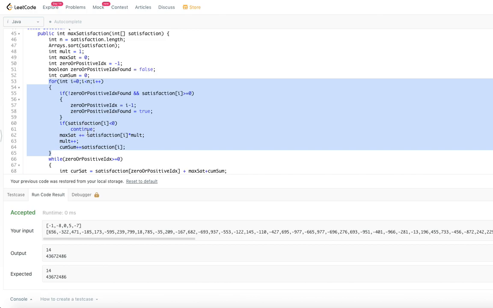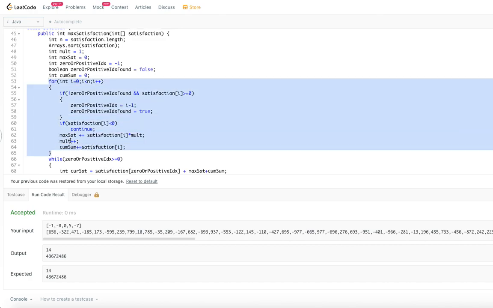For positive numbers, we use the satisfaction times the multiplication factor. The multiplication factor will be starting with 1, 2, 3, 4. This multiplication factor is nothing but the time used for cooking the dishes. Remember, the time used for any dish is 1 unit only, but we have to consider all the previous dishes' time also while doing the time coefficient calculation as per the description. So that's what we are doing here, right? And cumulative sum, anyway, we just add all the things whatever we care about.